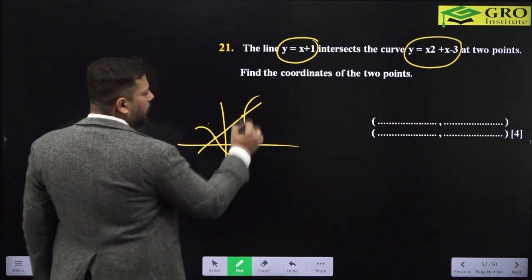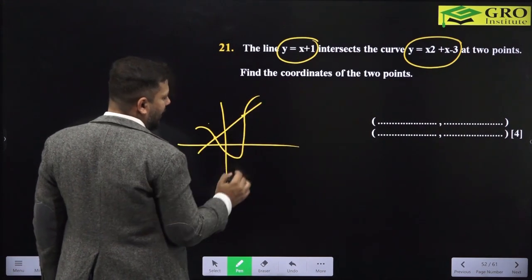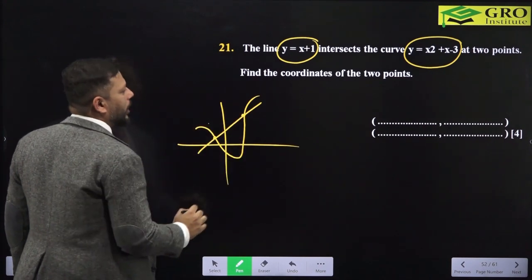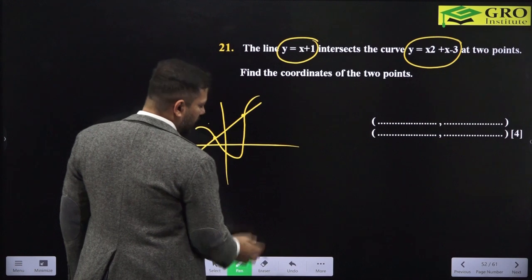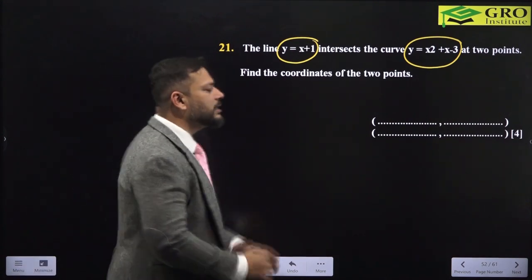Roughly, this is the figure of a curve. That's a quadratic equation. So the figure might be like this. And this is a straight line intersecting this curve at 2 points. So we have to find out the coordinates of these 2 points, isn't it? It's quite easy, guys.